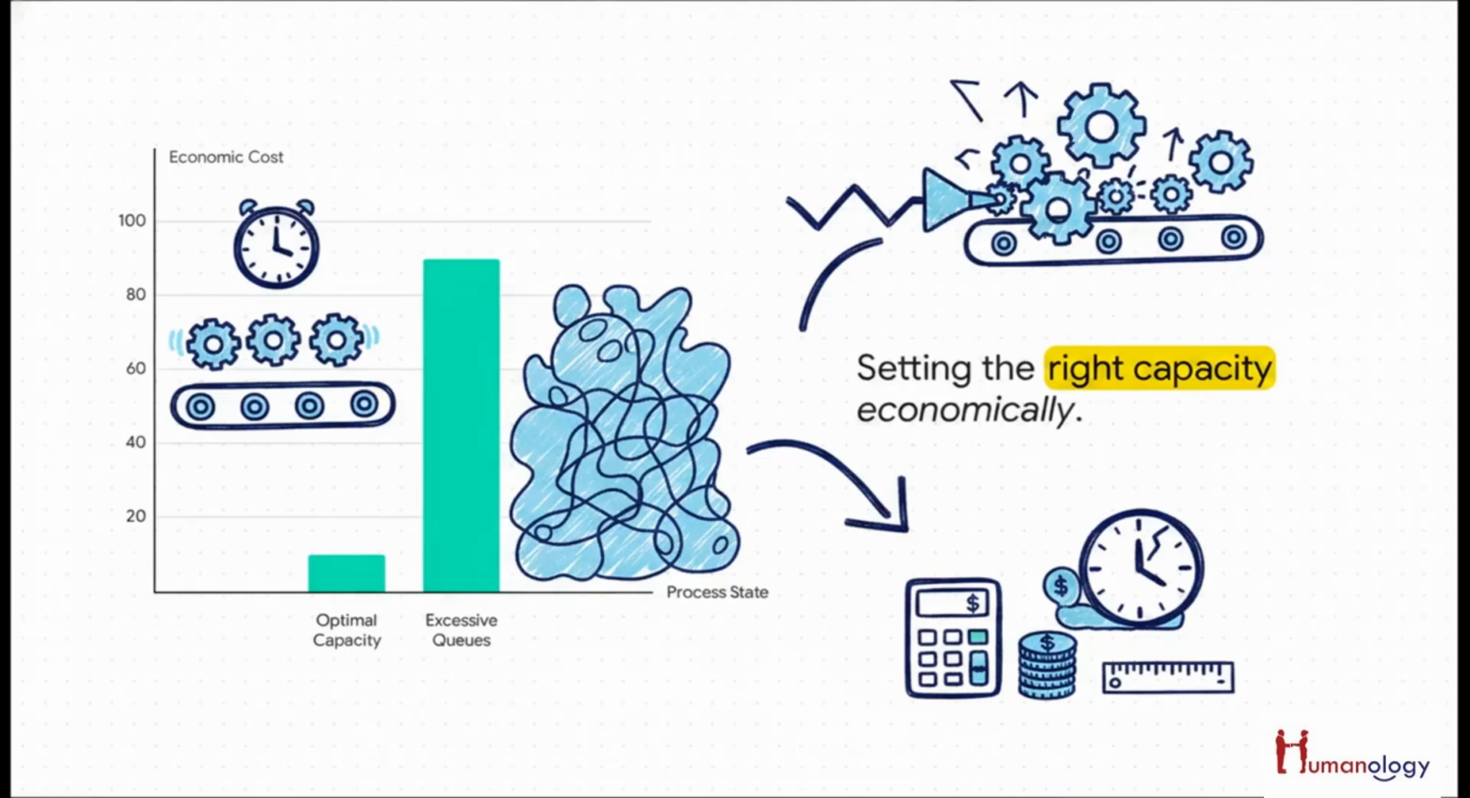And the economic cost of these delays? It's stark. When you compare optimal capacity to excessive queues, you quickly realize something huge. Pushing for 100% capacity utilization is a massive trap.